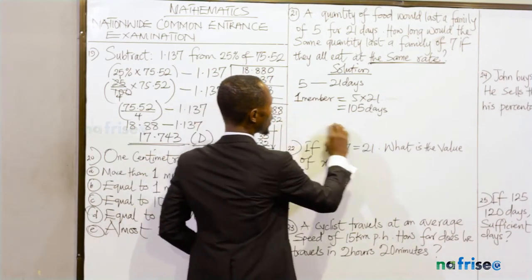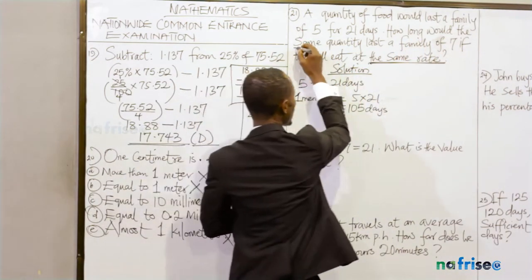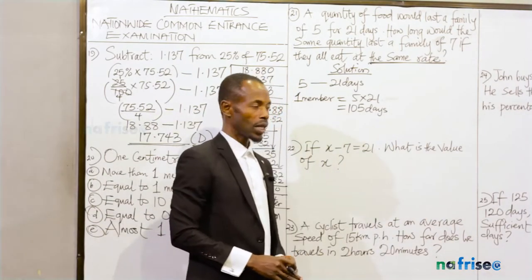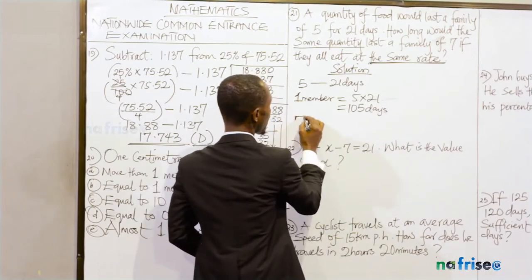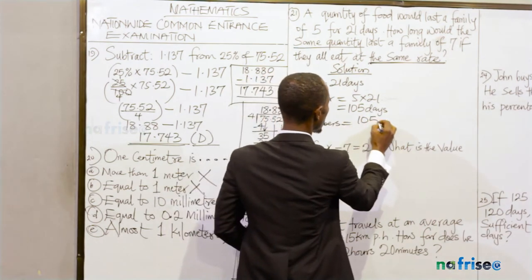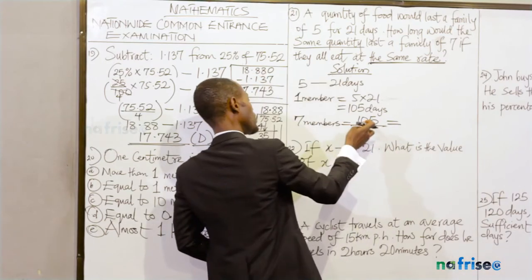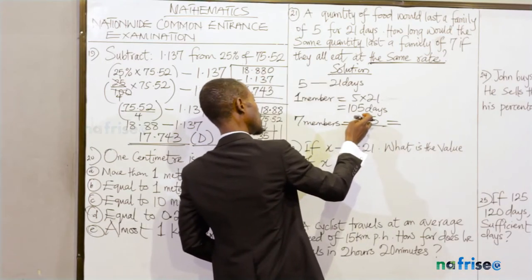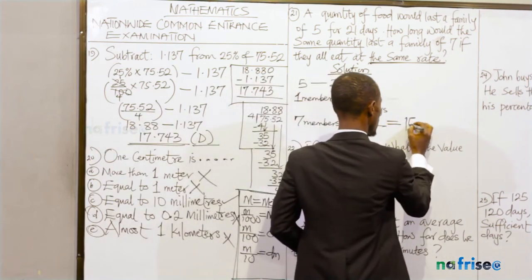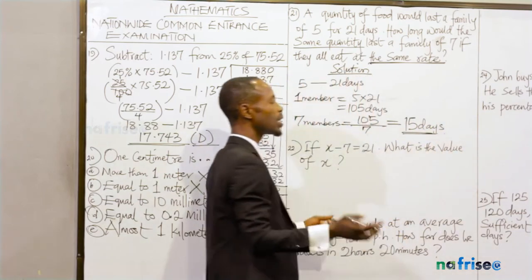So we know what 1 member will take. So what will now happen is this. How long will the same quantity of food last a family of 7 if they eat at the same rate? Then you do like this. Therefore, for 7 members of the family, you're going to have 105, the total number of days, divided by 7. Then that should give us 15. 10 divided by 7 is 1, remainder 3. 35 divided by 7 gives us 5. So it's going to take them 15 days. A family of 7 will take 15 days.